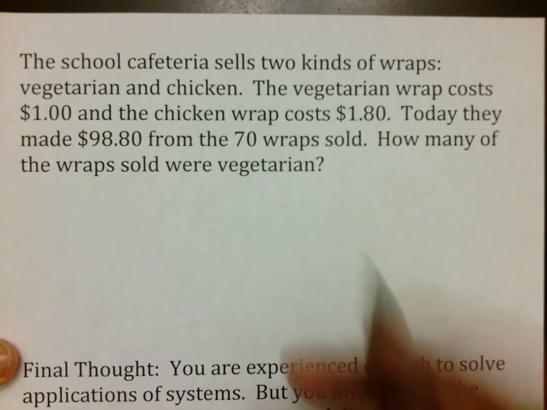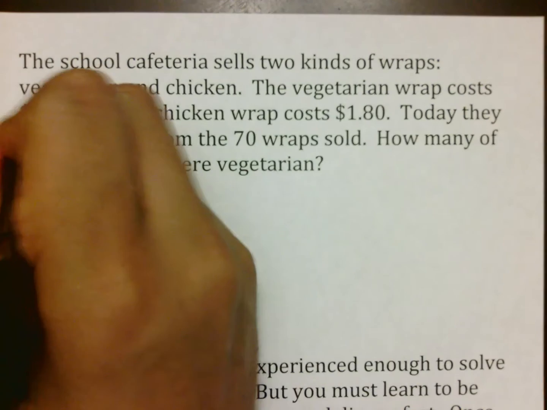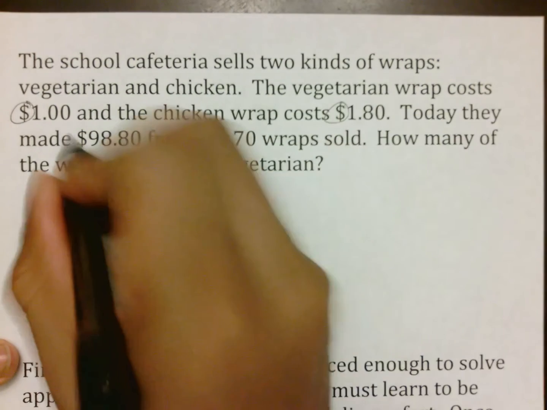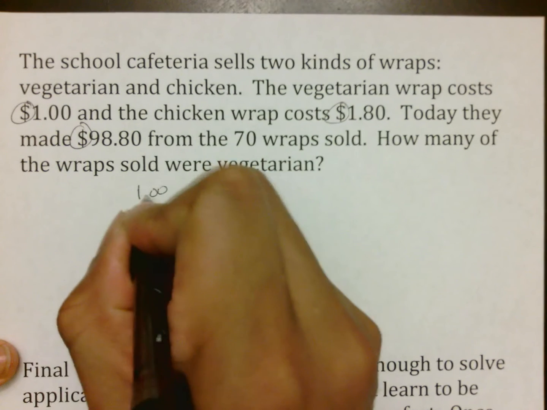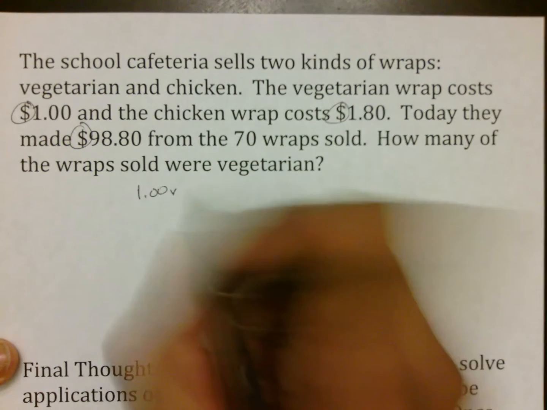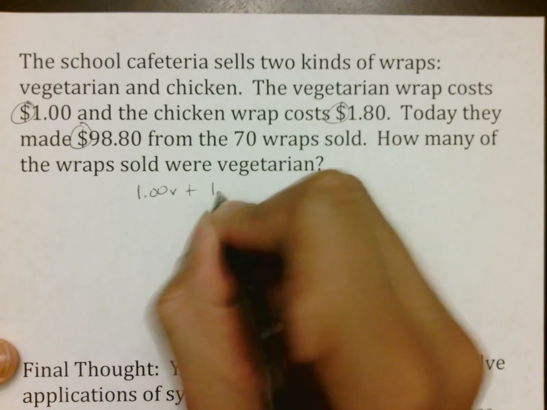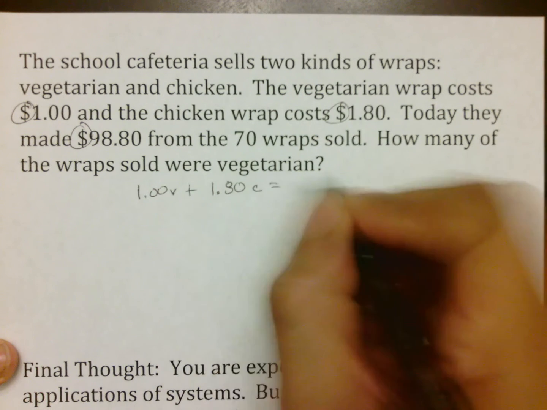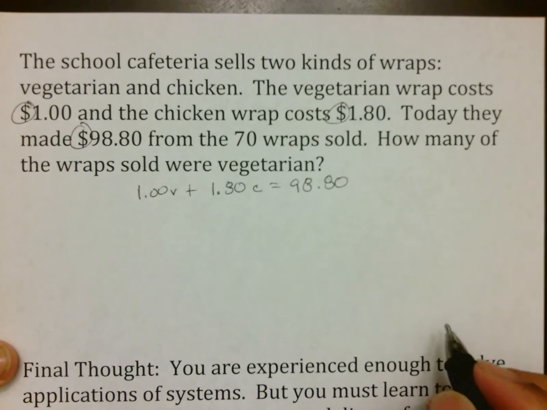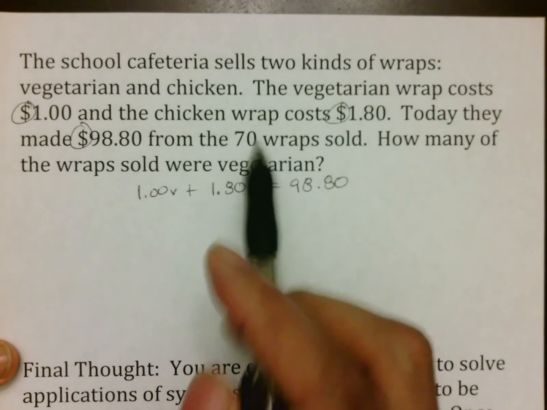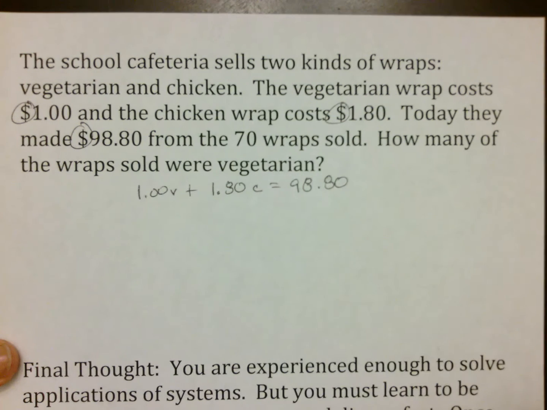And what we're going to do is use the fact that we have 3 numbers that are talking about money and understand that usually goes together. In other words, $1 per vegetarian wrap and $1.80 per chicken wrap adds up to $98.80 altogether. And so we have our first equation. But when we look for our second equation, we notice that there's no numbers that go around. There's just a 70 there.